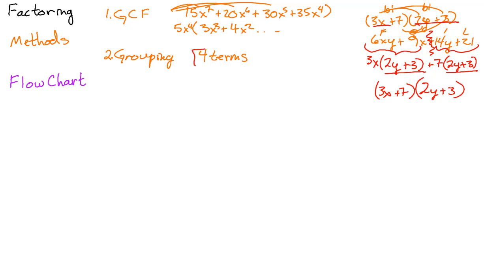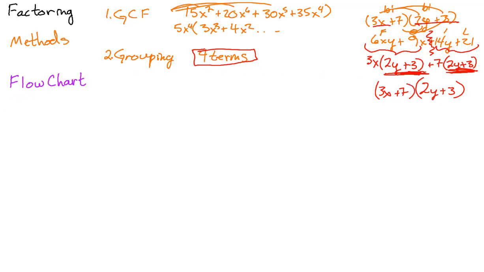So that's why it works with 4 terms. You cut it in half, look at each binomial individually. When you do that, you get the same thing here if it is factorable. Sometimes it may not be, but if it's the same thing, then you're able to continue factoring.